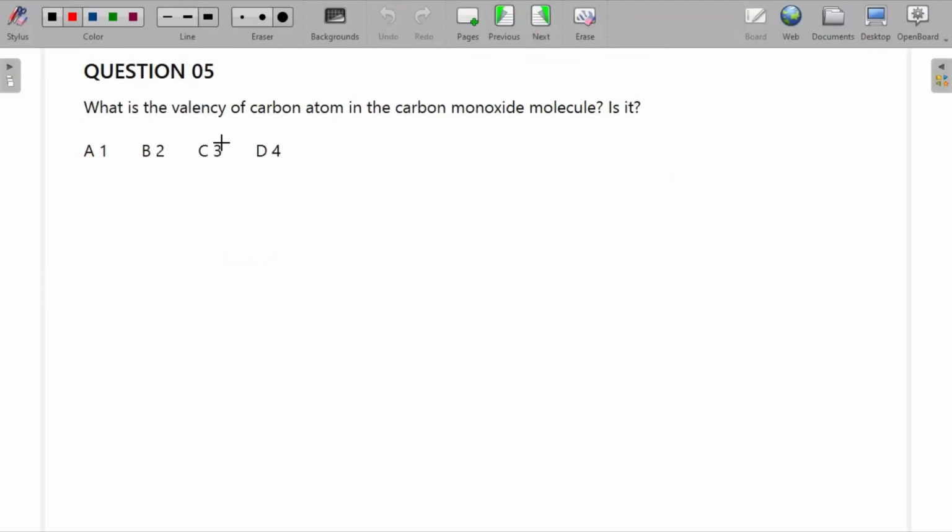Question number 5. What is the valence of carbon atom in the carbon monoxide molecule? Okay, so here they just mean how many bonds does the carbon form in the molecule carbon monoxide. So carbon monoxide is carbon triple bonded to oxygen like this. So you can see that in this case, the carbon forms how many bonds? 1, 2, then 3, because there's a triple bond here. So the valence of carbon in carbon monoxide is 3. So we choose 3 as our best answer, which is C.